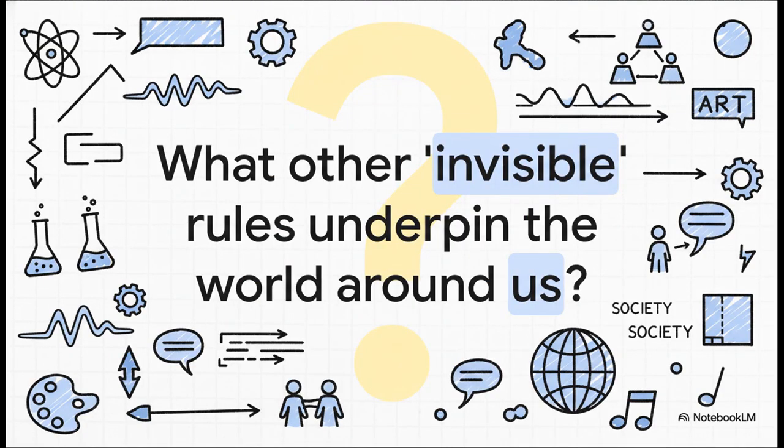It really makes you think, doesn't it? If science has this whole hidden grammar that makes everything work, what other invisible rules are out there quietly shaping the world around us? Think about it. In our languages, in our societies, even in the music we listen to. What are the underlying structures that we just take for granted every single day? It's definitely something to chew on.